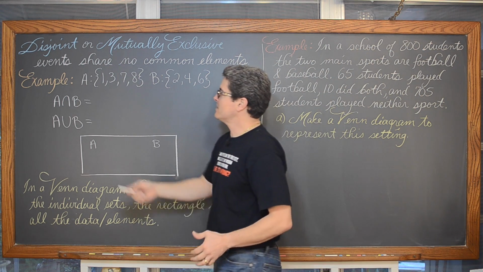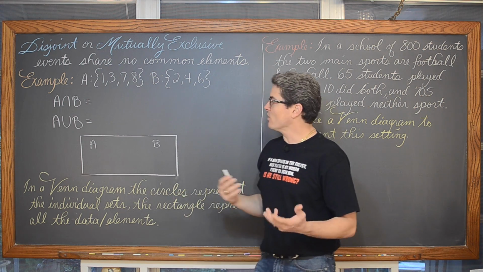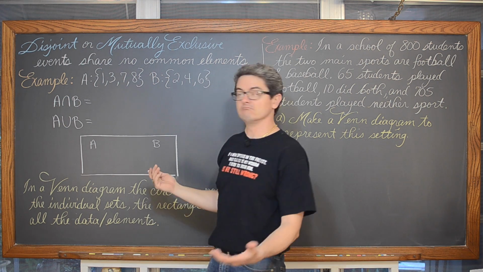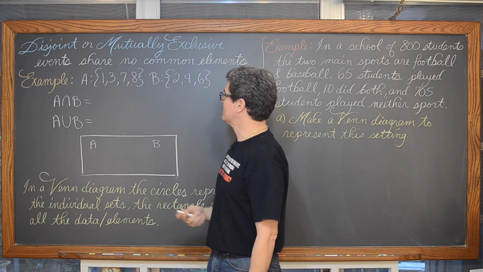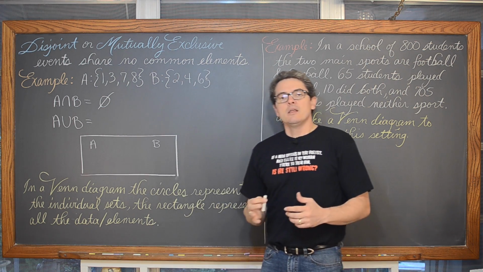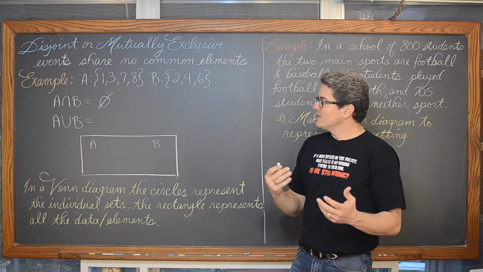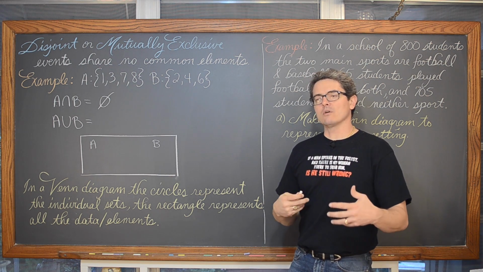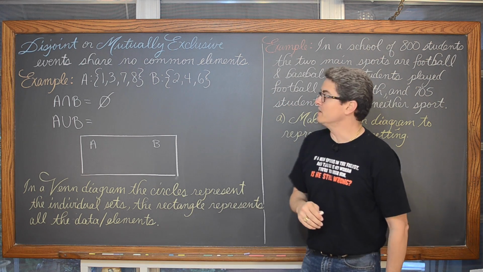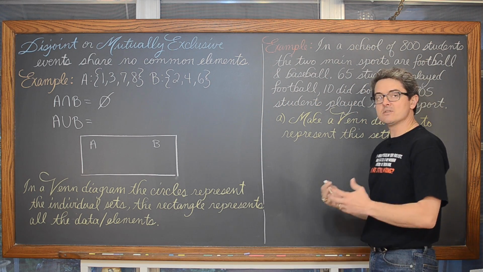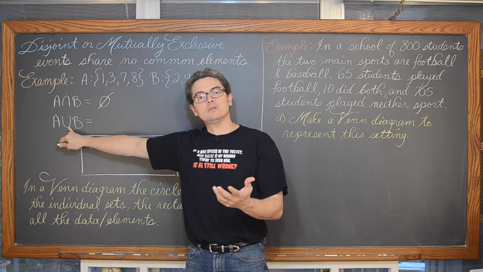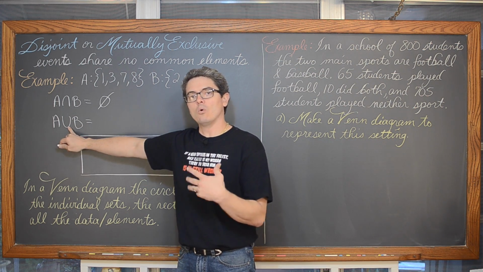So, what elements are in the intersection of A and B, or what elements are in A and B? They don't have any common elements, and so that would be an empty set. That is your indication that set A and set B, or if we're talking about application problems, event A and event B, are disjoint events or mutually exclusive.